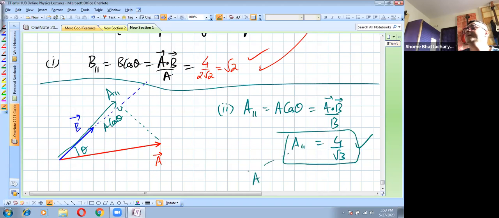So this is vector A's component along the vector B.